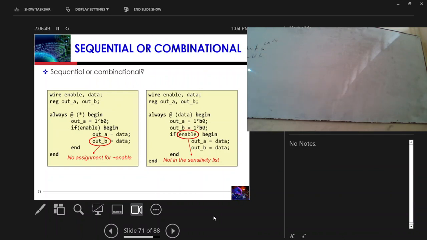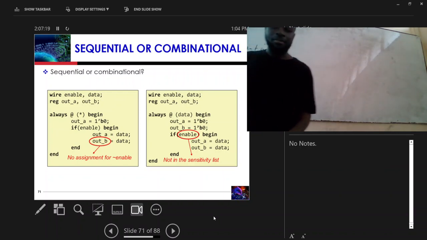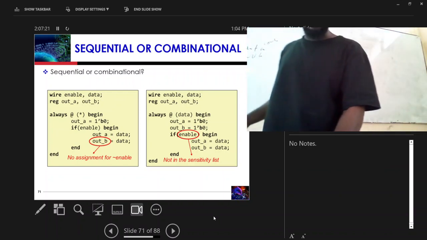And then again, within the same code, what if data does not change and the enable changes? If data has not changed but enable has changed, what happens to the code? It still holds the same. It will hold the previous value, not the zero, because enable is not in the list. Understood? So here both of them are sequential.